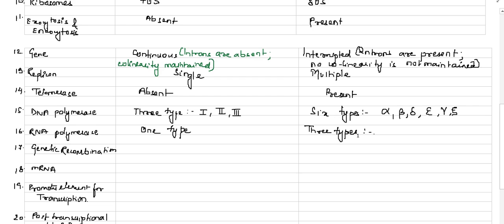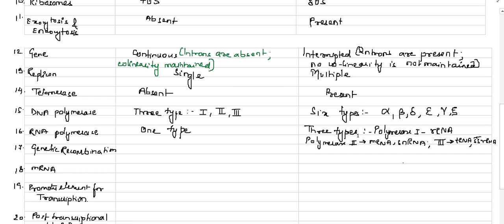Number one is polymerase 1. Polymerase 1 helps in the synthesis of rRNA, ribosomal RNA. Polymerase 2 helps in the synthesis of mRNA and small nucleolar RNA. And polymerase 3 helps in the synthesis of tRNA and 5S rRNA. Okay, so most of the rRNA are synthesized by polymerase 1, but there is one exception, that is 5S rRNA, which is synthesized by polymerase 3.